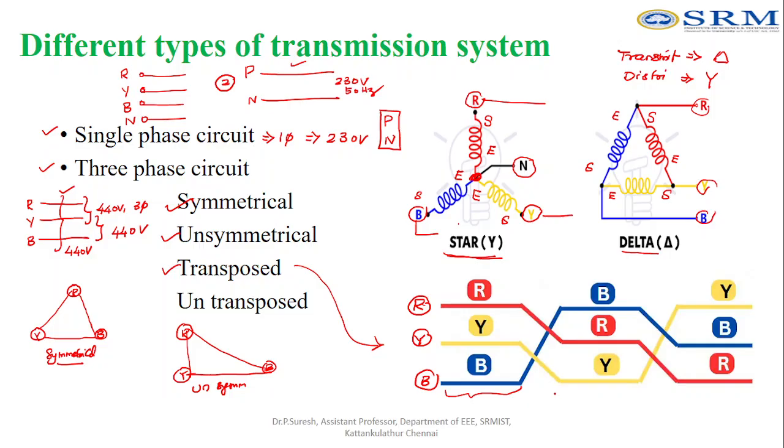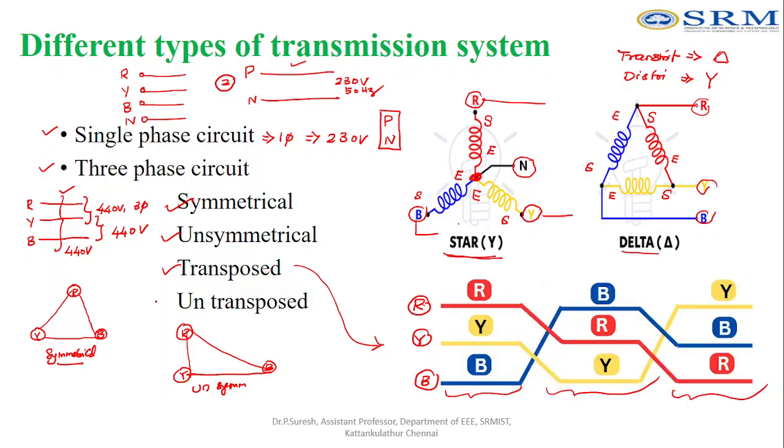After a particular distance is reached, the position of the conductor is changed. You can see here R, Y, B, the topmost conductor initially was R, middle is Y, bottom is B. After some distance, the B conductor comes to the top, R comes to the middle, and Y comes to the bottom. Now after some distance, again you can see here Y, B, R. So this arrangement of conductors is called the transposed system.